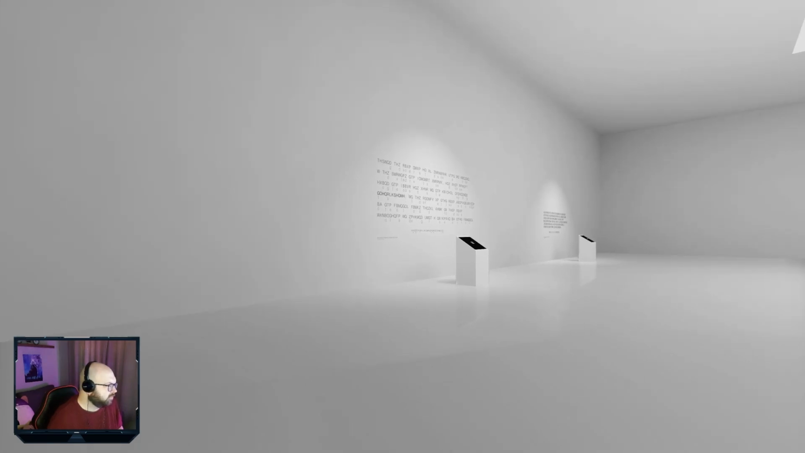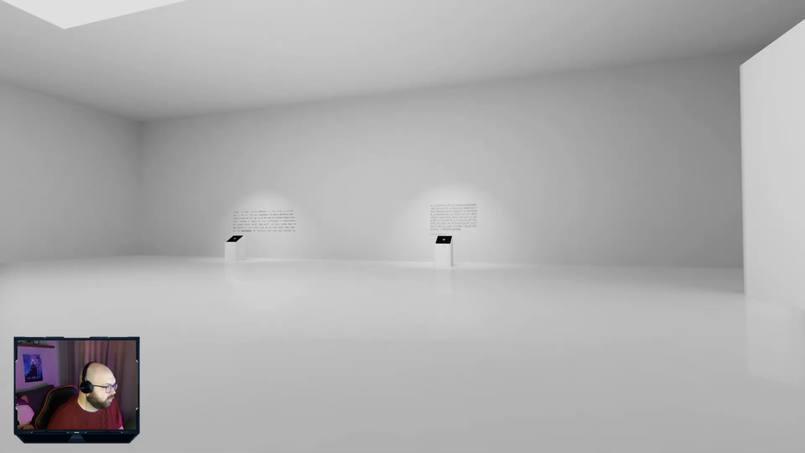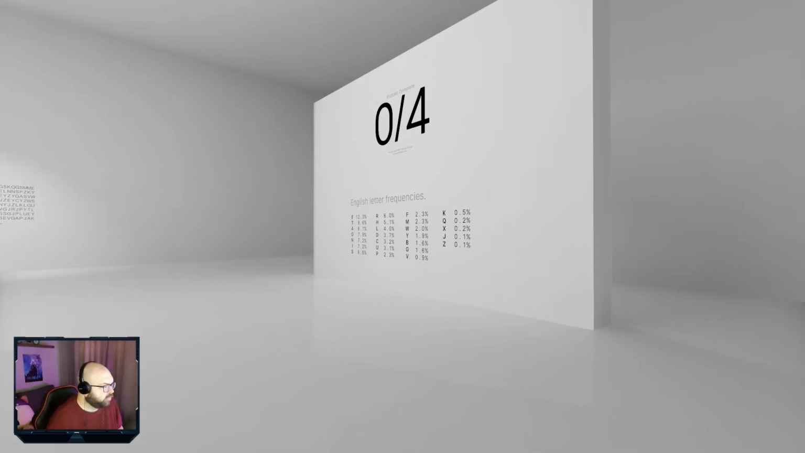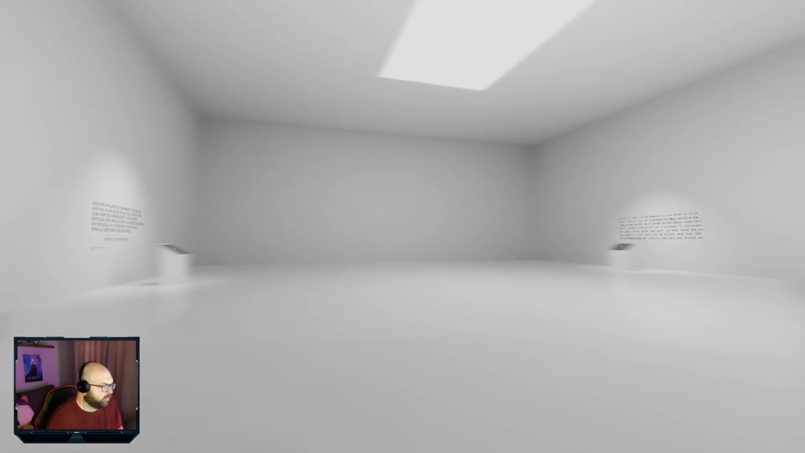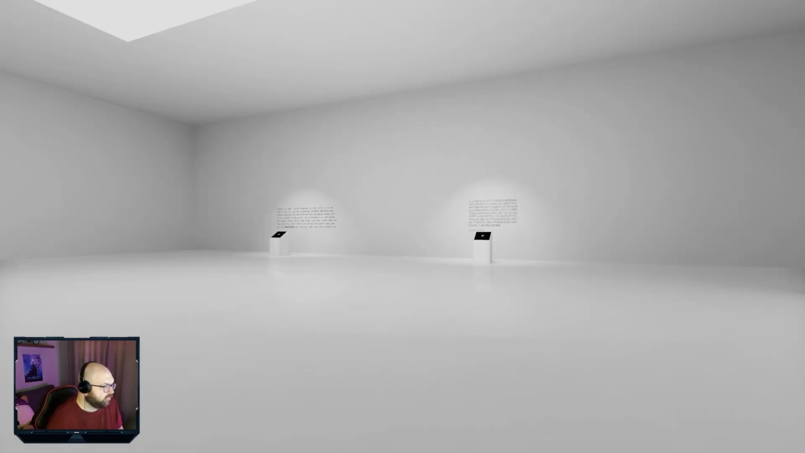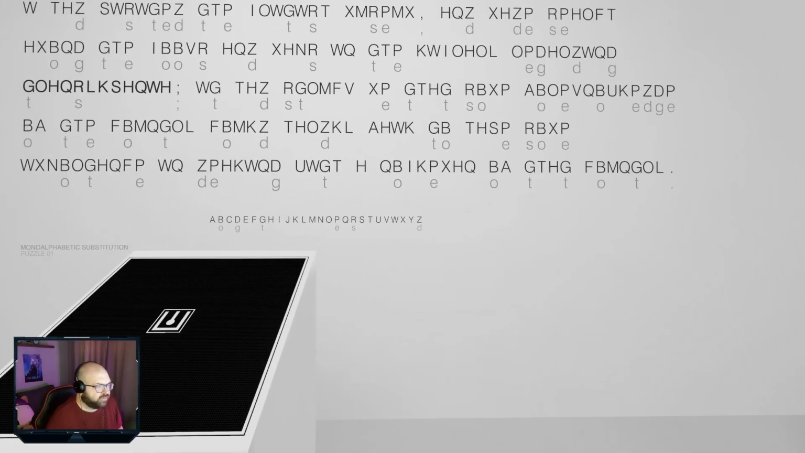I think we've done one of those in Broken Sword. Oh wait, we only have 4 puzzles in this room. Is it because they're bigger? There's a lot of text to translate. Right, let's go for this one.